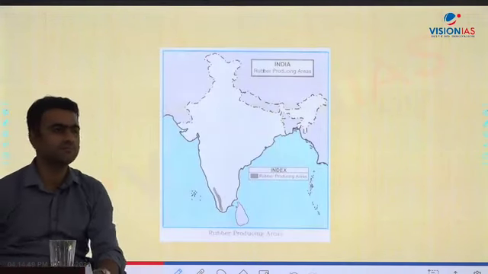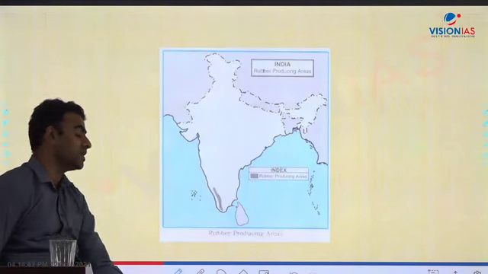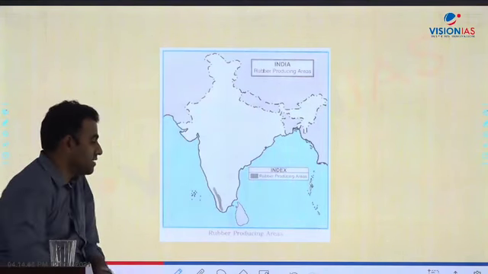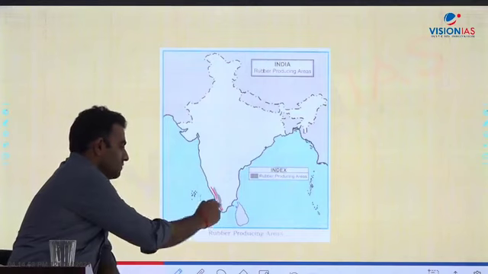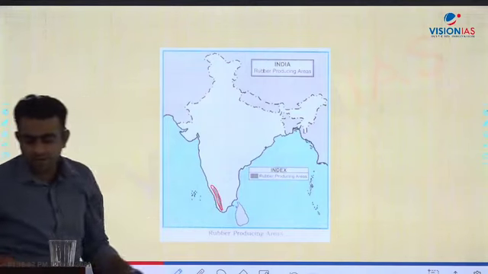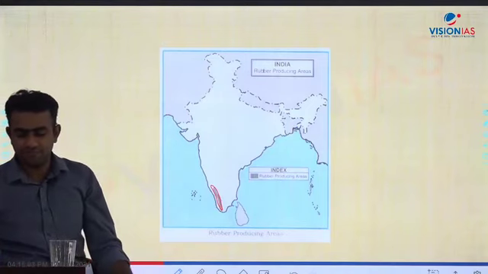And rubber requires high temperature as well as high precipitation, that's available only in the lower parts of the Western Ghats, Nilgiris ke niche. Kerala is the major producer of rubber.